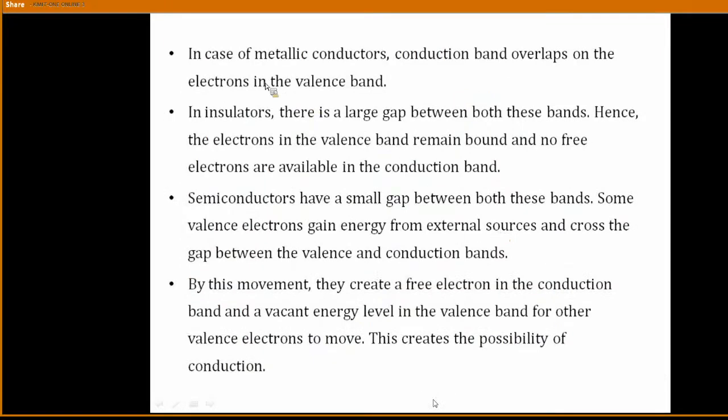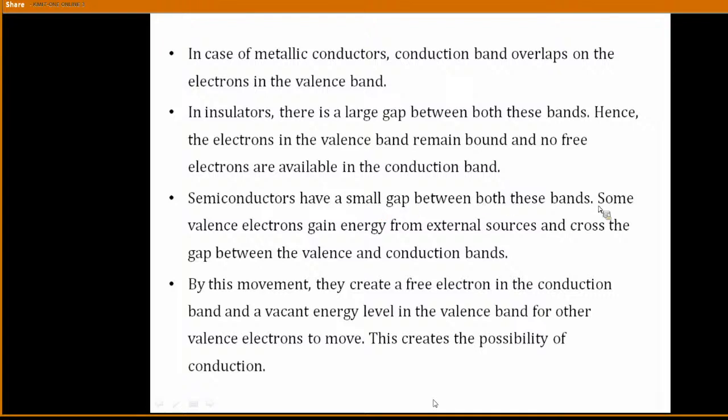Just now I discussed, once again I'm putting it in text format. In case of metallic conductors, the conduction band overlaps with the valency band. In insulators, there is a large gap between both these bands. Hence, the electrons in the valency band remain bound and no free electrons are available in the conduction band.